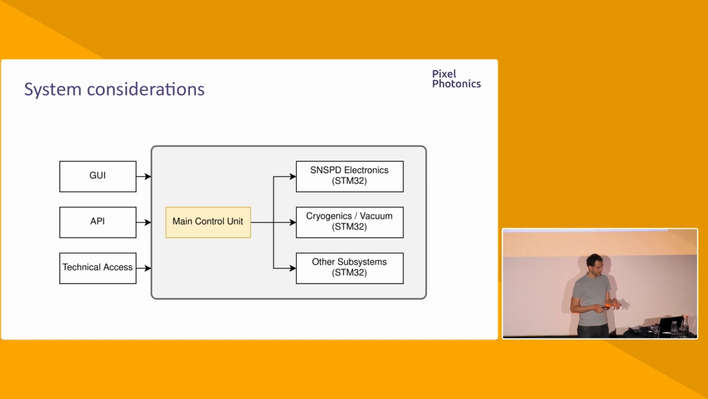In the end, our system looks something like this. We have a main control unit somewhere in our system, as well as the electronics that actually drive the detectors themselves. We have some electronics driving the cryogenics and the vacuum systems, and then we also have some other subsystems. Sometimes we include lasers in there or other equipment. And we develop those separately from the actual main control unit, both in hardware and in software, because they are developed more or less independently from the whole system.